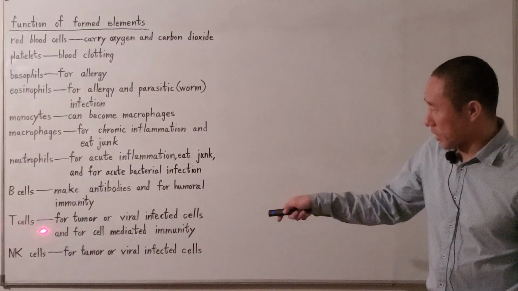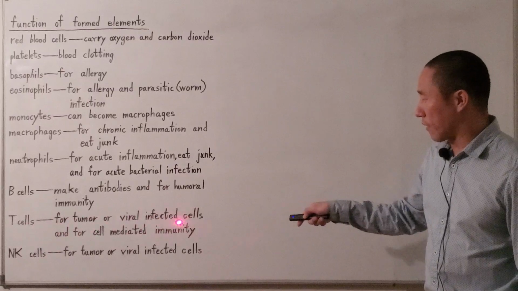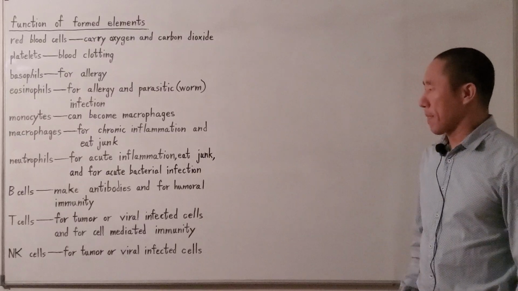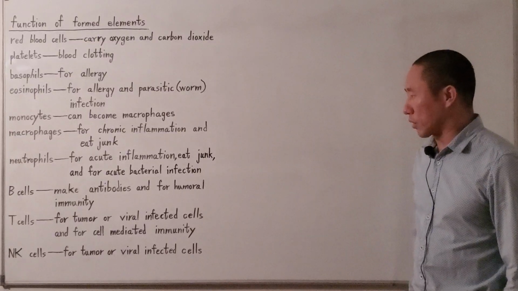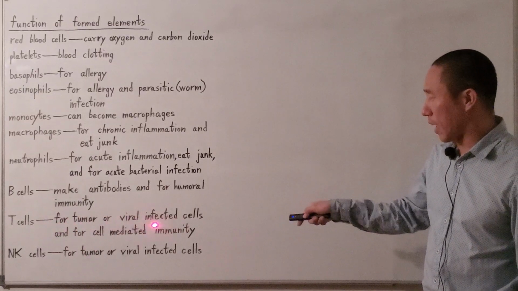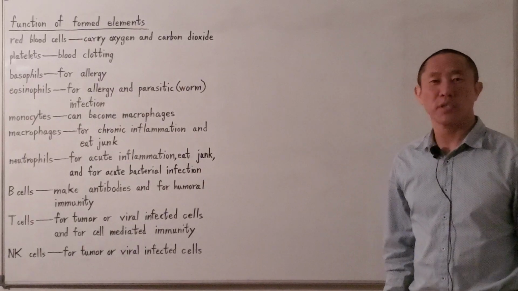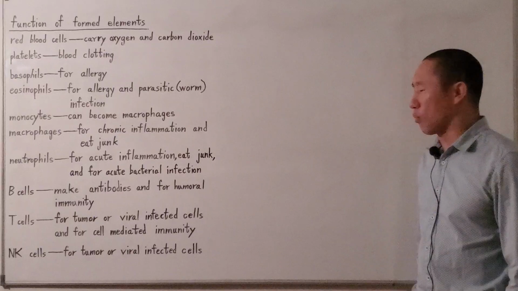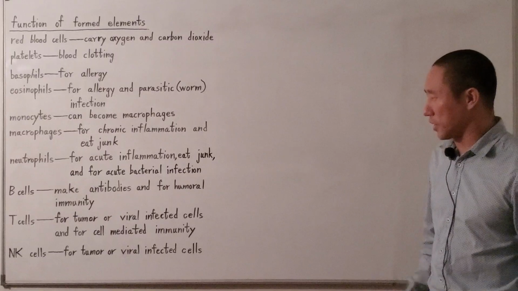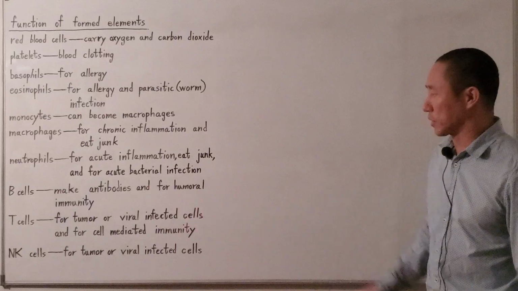Now, what about T cells? T cells are for tumor and virus infected cells. So they fight tumor and virus infected cells. But know that the particular type of T cell that actually fights tumor and virally infected cells is called cytotoxic T cells. T cells have a few different kinds, and one of the kinds is cytotoxic T cells. Cytotoxic T cells are the ones that fight tumors and virally infected cells.